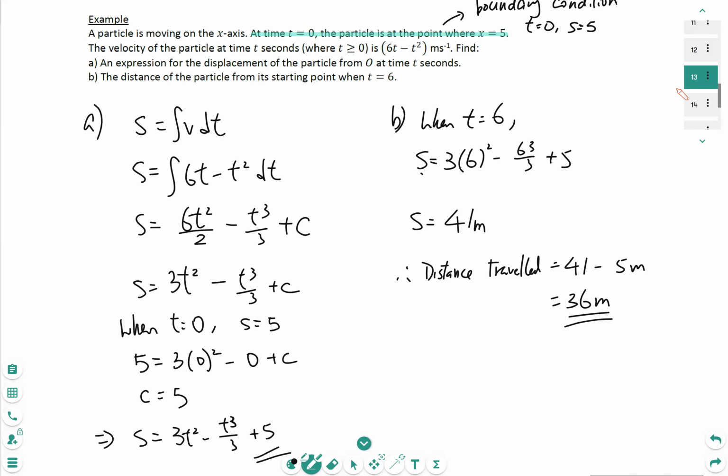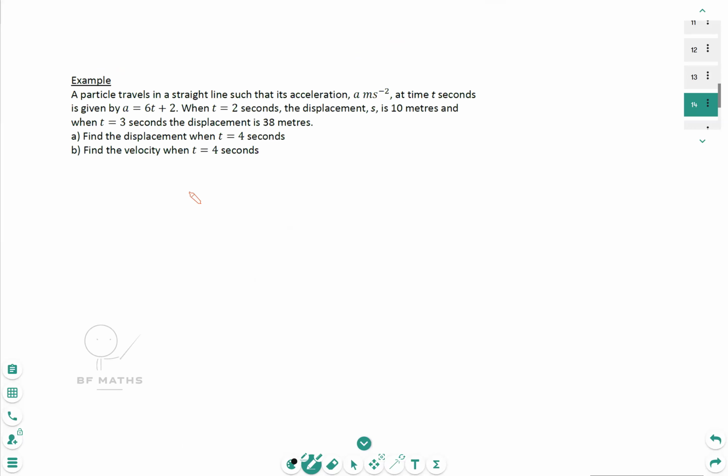Okay? Right, one more. A particle travels in a straight line such that its acceleration, a meter per second squared at time t seconds, is given by a equals 6t plus 2. Now this is not quadratic nor cubic nor anything weird. However, how often do we see acceleration given in an equation? Then again, a cue for you to think about differential integration. When t equals 2 seconds, the displacement s is 10 meters, and when t equals 3, displacement is 38.